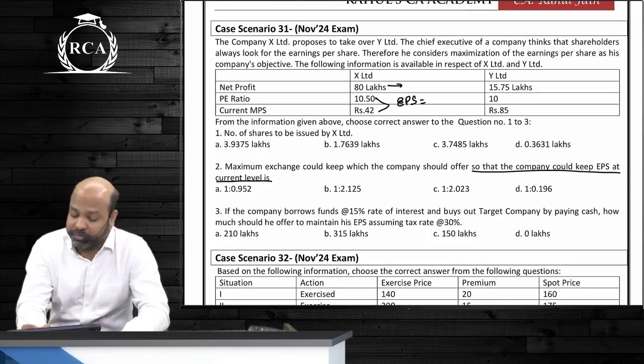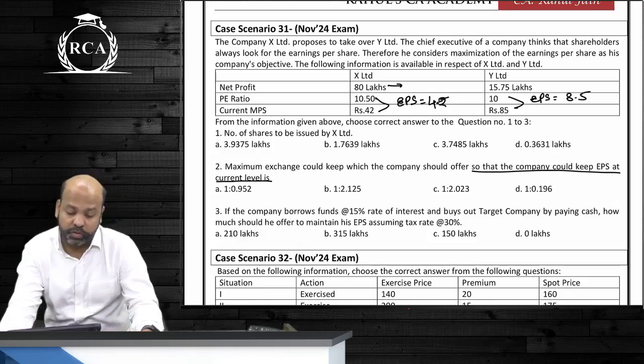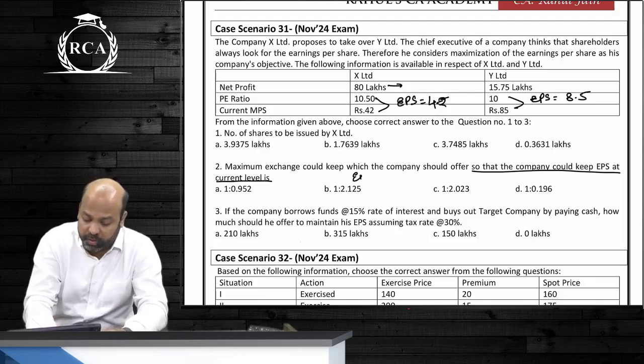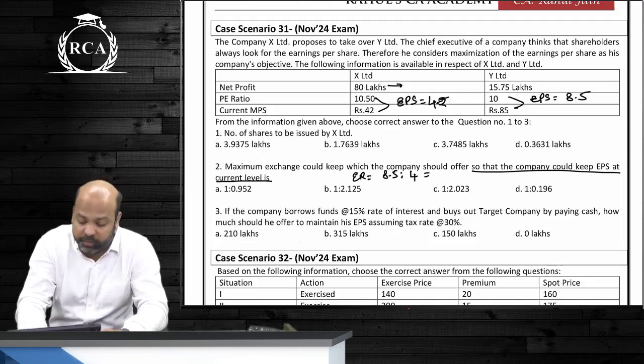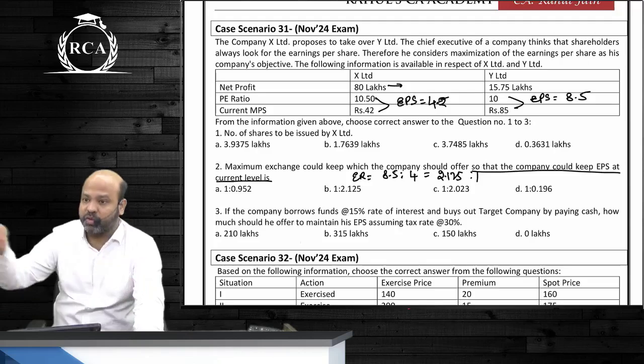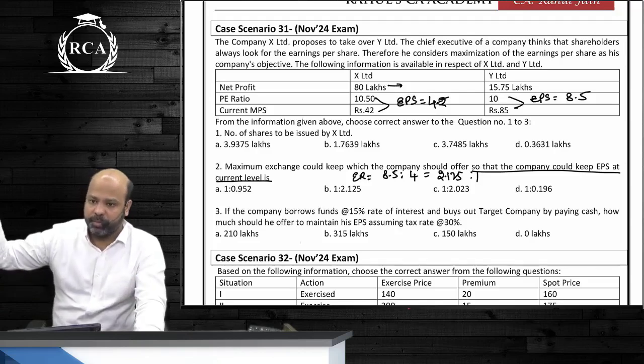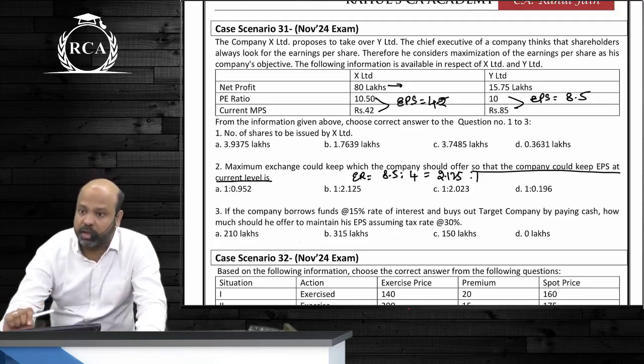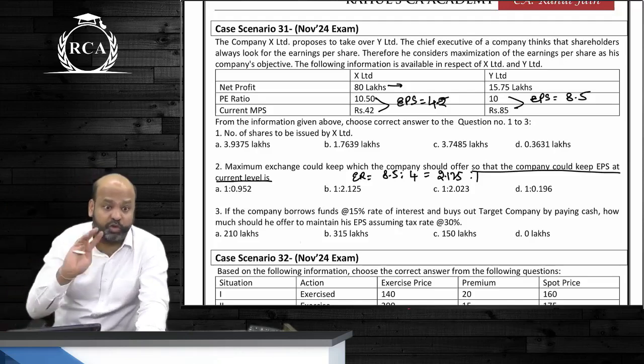42 by 10.5, 4 rupees. Here beta how much will be EPS? 8.5. Who's taking over whom? X is taking over Y. What should be the exchange ratio? 8.5 is to 4. How much will that be? Options में पूरा 1:2 दिया बेटा वो, बट एक नहीं, पूरे के पूरे ऑप्शंस बेटा उल्टे. हाँ, it should be interpreted as 2.125:1 only.